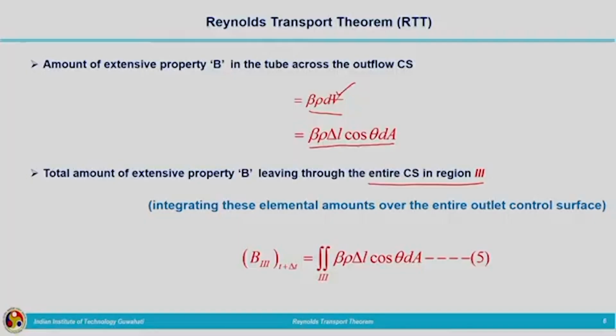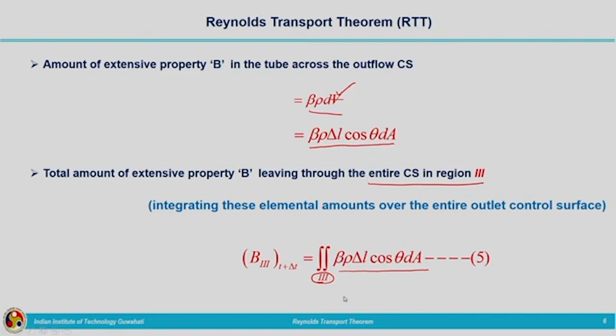It is across the control surface, so we will be integrating over that area. So B3 at t plus delta t will be given by the surface integral of beta rho delta L cos theta dA. This corresponds to the outflow region, region 3. So we got the expression for the total amount of extensive property B leaving the control surface as B3 at t plus delta t.